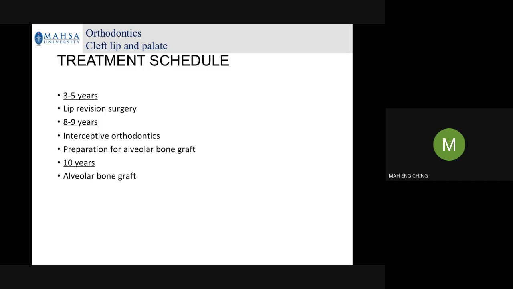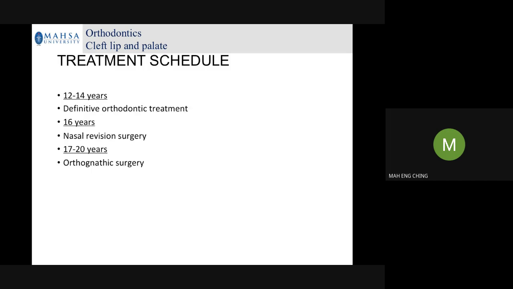So usually we do the ABG at about 10 years old. The development of the canine is about 10 years old. So you should be able to see the eruption of the canine, if everything goes well, at about 11 to 12 years old. After the canine erupts and the permanent dentition is established, then it goes for definitive orthodontic treatment, provided the jaw is not too bad.